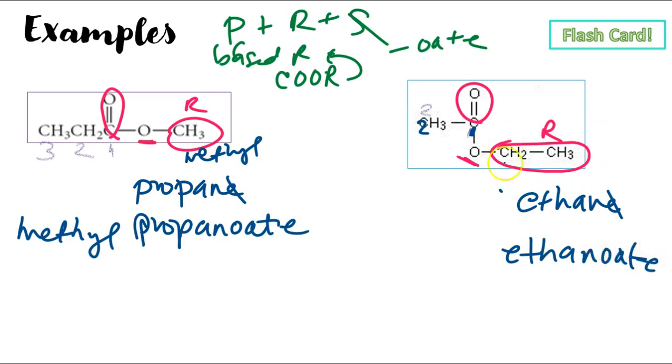All right, cool. Now we go ahead and name the R group. That's easy. So now we're going to name the R group. There are 2 carbons here, so that's going to be ethyl. So this is going to be ethyl ethanoate, and that's how you name our esters.